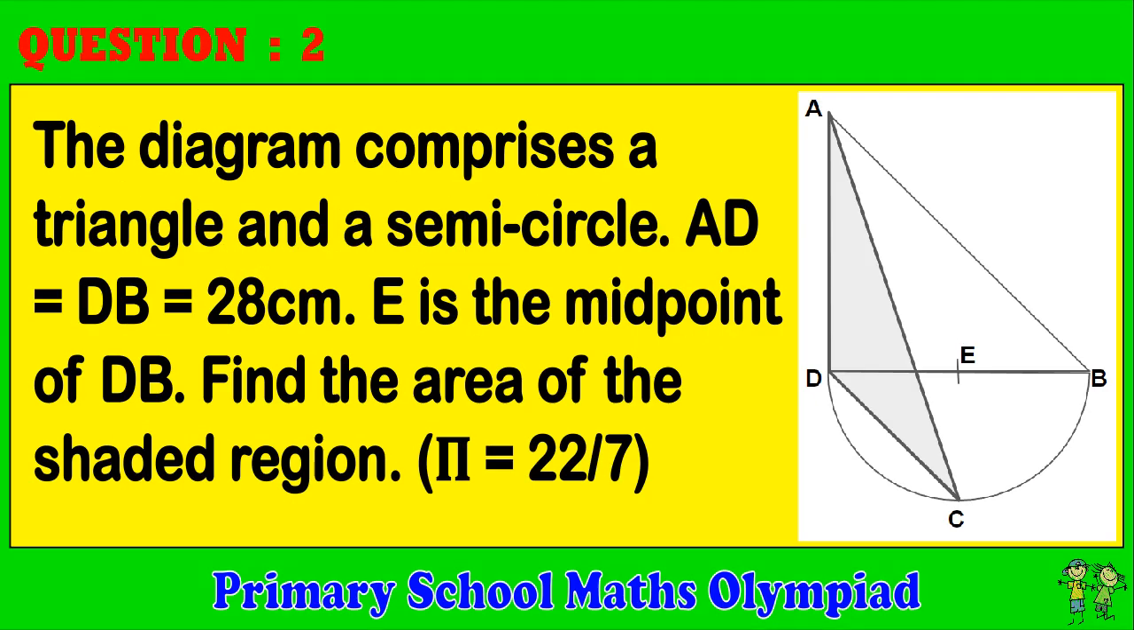Question 2. The diagram comprises a triangle and a semicircle. AD equals DB equals 28 centimeters. E is the midpoint of DB. Find the area of the shaded region. Pi equals 22/7.